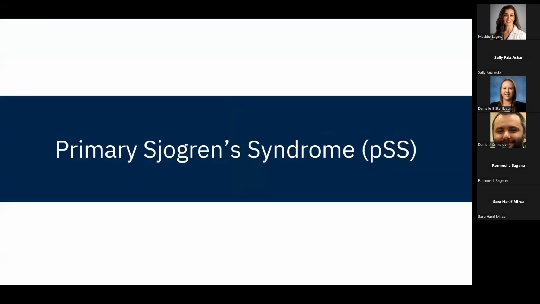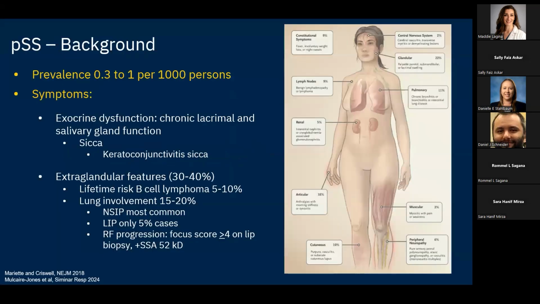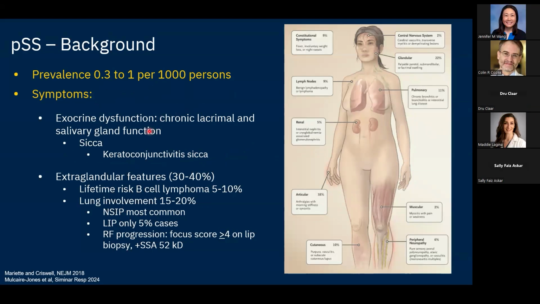All right, I'm going to spend just 2 slides on Sjogren syndrome because we see a bit less of this. But prevalence of Sjogren's is about 0.3 to 1 per 1,000 persons. We often divide symptoms into exocrine dysfunction and extraglandular features. So exocrine dysfunction is inflammation of the lacrimal and salivary glands leading to dryness, and often we call that keratoconjunctivitis sicca when it's involving the eyes.